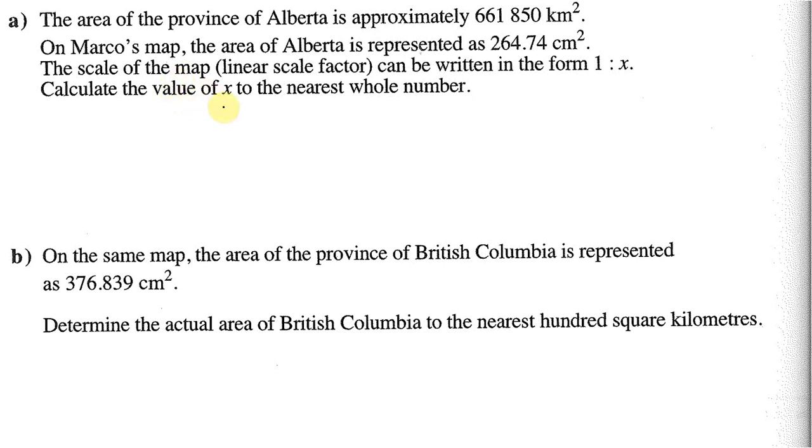We're going to complete one last example together, this time applying the relationship between linear scale factor and area scale factor to a map. In this example, the area of the province of Alberta is approximately 661,850 kilometers squared. On Marco's map, the area of Alberta is represented as 264.74 centimeters squared. The scale of the map, or linear scale factor, can be written in the form 1 to x. We're going to calculate the value of x to the nearest whole number.